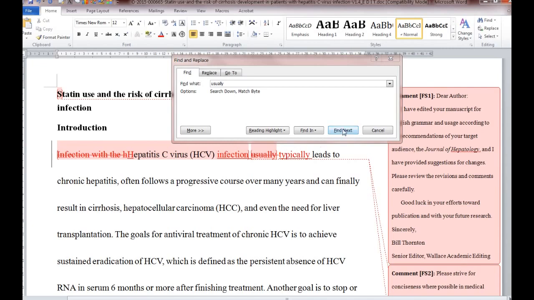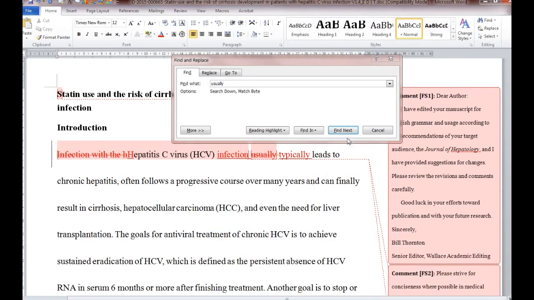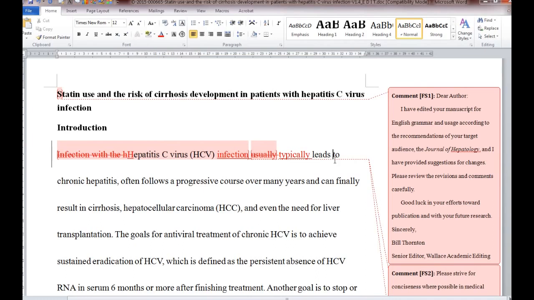I want to make sure that I catch all usages in the paper. Okay, so I've got usually here, and I'm going to take a look at each usage the author has. Okay, turns out that's the only one. And I can move on from there. Okay.